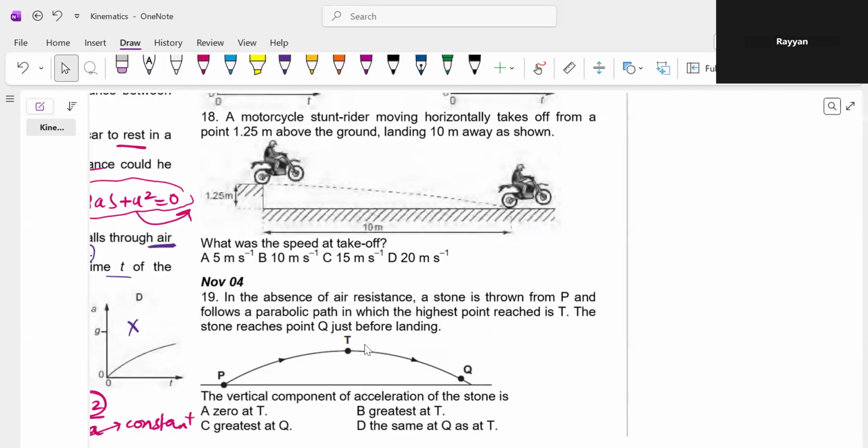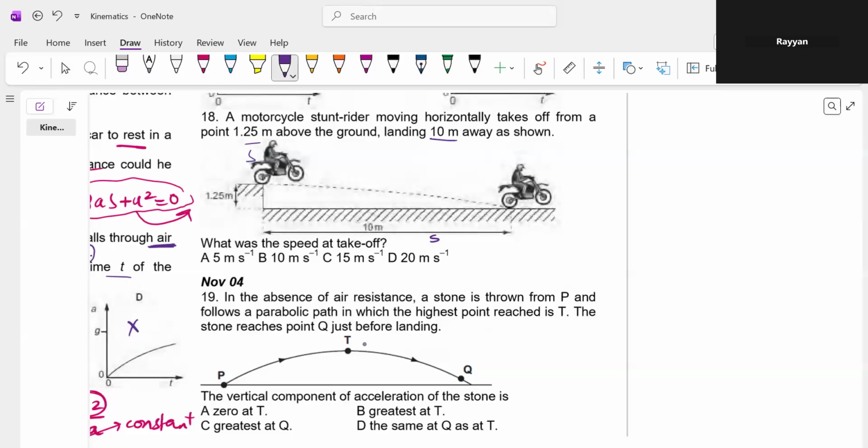Firstly you need to know what they have given you. They are saying it takes off from a point 1.25 meters. What is this? Is this T? Is this S? This is S. Landing 10 meters away, this is horizontal S. What was the speed at take off?